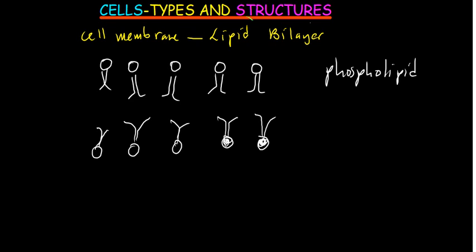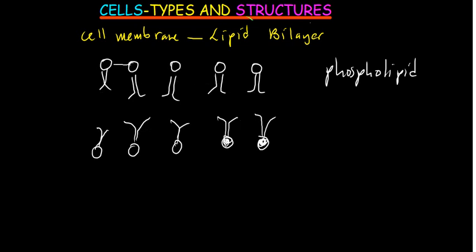But the tails, because they are lipids, remember lipids are hydrophobic, meaning they hate water. If you mix cooking oil with water, no matter how you mix them, they shall never mix. They hate water. So, because these parts hate water, that's why they are inside. They stay away from the water.